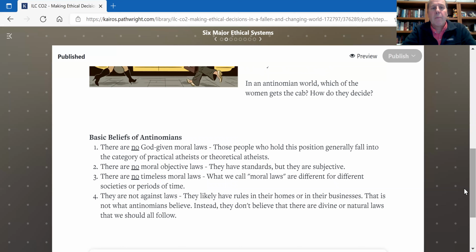and therefore there are no God-given moral laws. Second is that there are no objective moral laws. You can have your opinion as to what you think is right, but there's no objective moral law. And again, from a worldview standpoint, this makes total sense if you believe there is no God. I think this is very consistent. Third is that there is no timeless moral law. So even if you were to impose a law, that law may be good for them, but it doesn't mean that it has to be for now. And really, they're against laws because they don't believe there are any laws. So that's the first one, antinomianism.